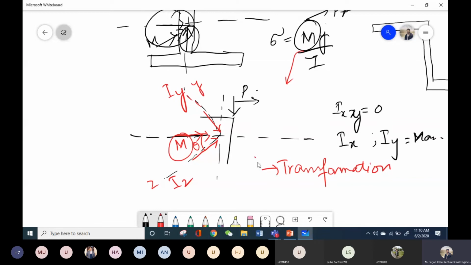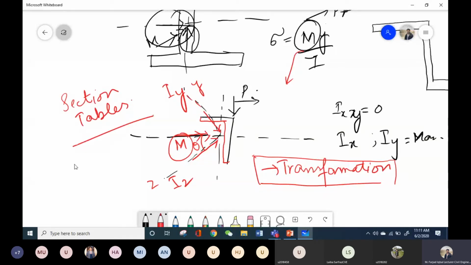But again, I will give you some reading notes. If someone is interested, they can do the derivation of this transformation equation to calculate the moment of inertia on any inclined axis. But in this course, how are we going to get it? Actually, these are basically standard sections, and there are section tables available for each section that we are going to solve. In these section tables, we are given the orientation of the principal axis for any type of unsymmetrical or symmetrical section. So we don't need to apply this transformation equation.